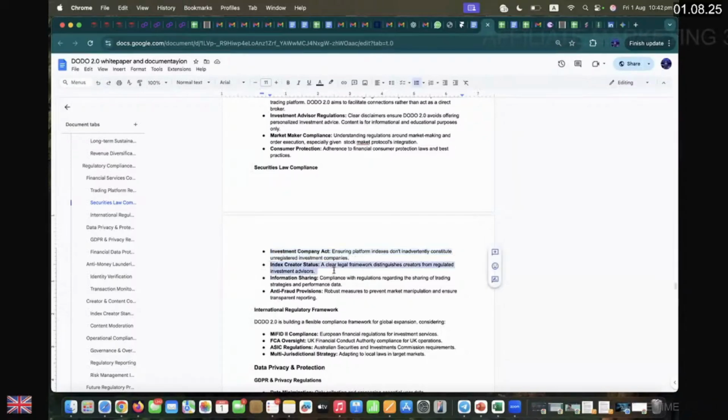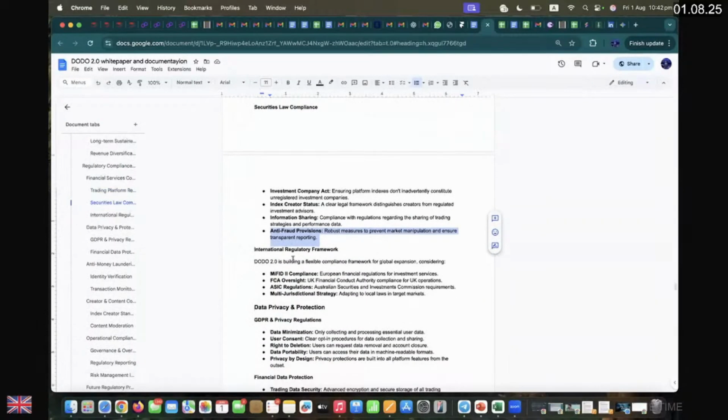Index creator status: a clear legal framework distinguishes creators from regulated investment advisors. Information sharing: compliance with regulators regarding sharing of trading strategies and performance data. Anti-fraud provisions: robust measures to prevent market manipulation and ensure transparent reporting. Institutional regulatory framework: what is DODO 2.0 following in terms of institutional regulatory framework?